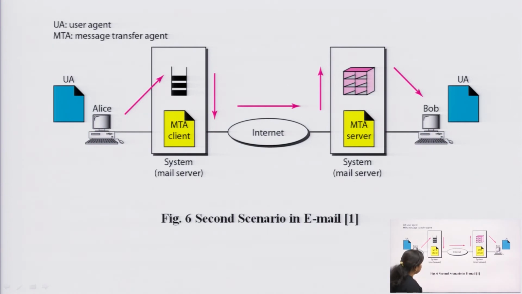Next will be the second scenario in email. The second scenario consists of a user agent and a message transfer agent, known as MTA, that is, a message transfer agent.